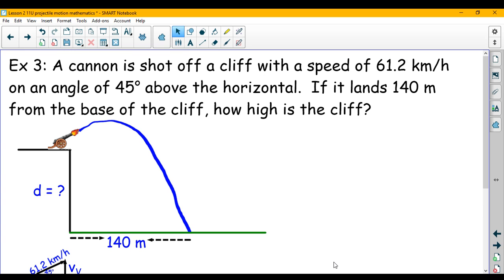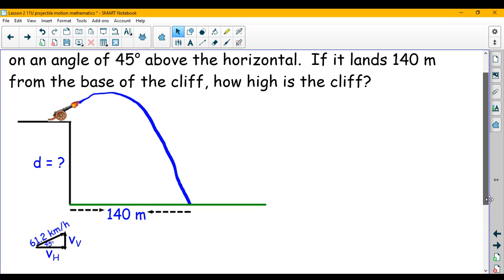Example number 3. Now, number 3 is pretty complex. I now have a cannon. It's being shot off a cliff. I know my speed it's shot off, and I know it's at a 45-degree angle above the horizontal. That means I can set up the triangle below so that I'll be able to find my initial vertical and horizontal velocities, right, using sine and cos.